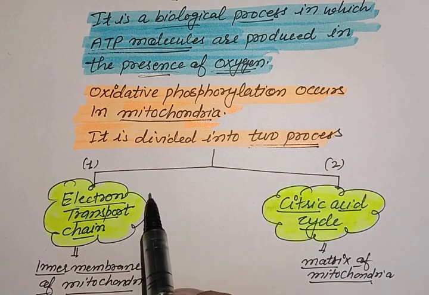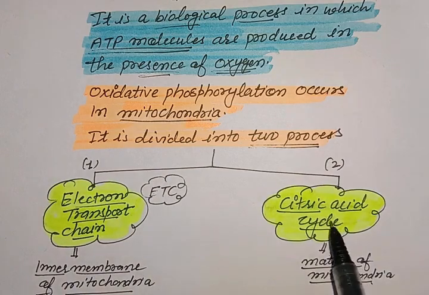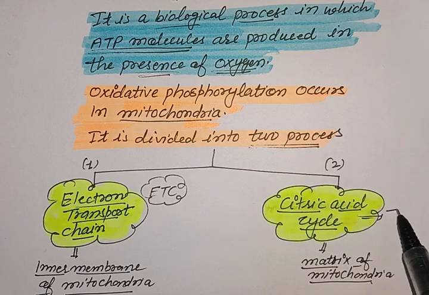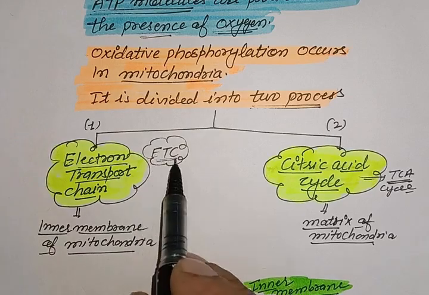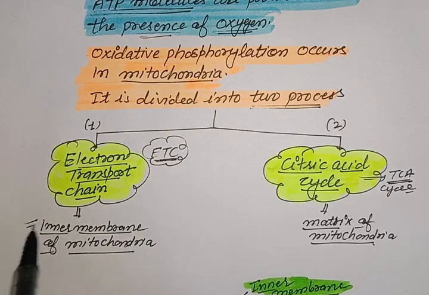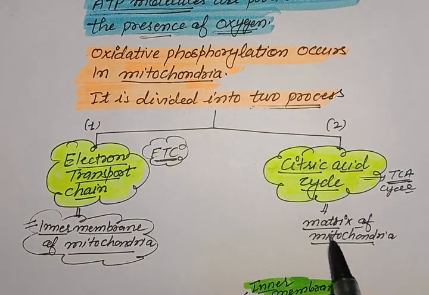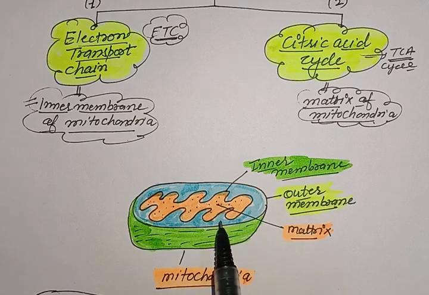The first one is the electron transport chain. This is also called ETC, and the other biological process is the citric acid cycle. The citric acid cycle is also called the tricarboxylic acid cycle, that is, the TCA cycle. ETC, the electron transport chain, occurs in the inner membrane of the mitochondria, while the citric acid cycle occurs in the matrix of the mitochondria.